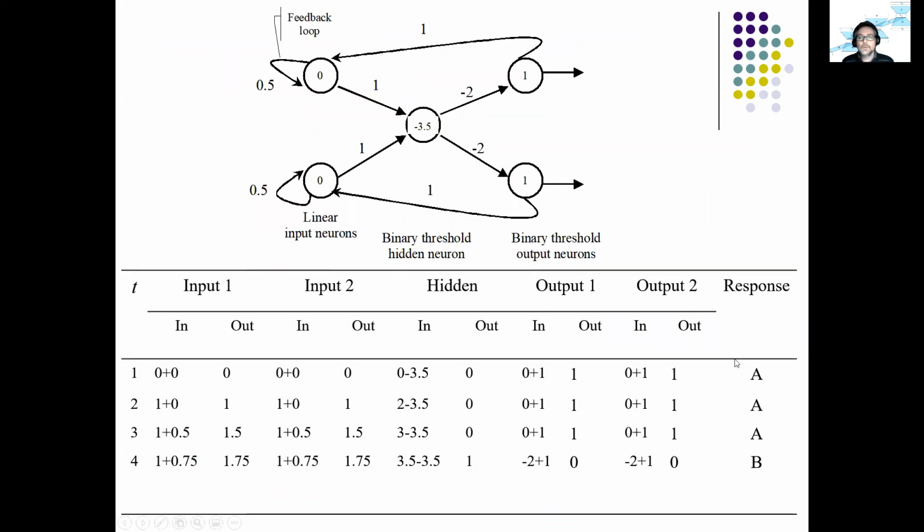I have this table here to show you how this model is going to work. The rows represent different time steps. You can see input 1, which shows what input node 1 and input node 2 are going to get as inputs and what their output is, then hidden shows the behavior of the hidden node, and output 1 and output 2 show the operation of the two output nodes.